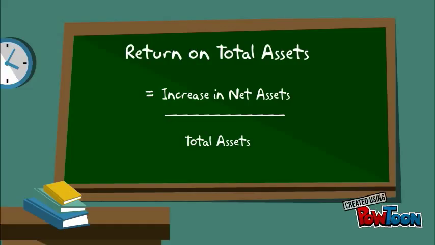The return on total assets is a ratio that measures a company's earnings before interest and taxes against its total net assets. The ratio is considered an indicator of how effectively a company is using its assets to generate earnings before contractual obligations must be paid.